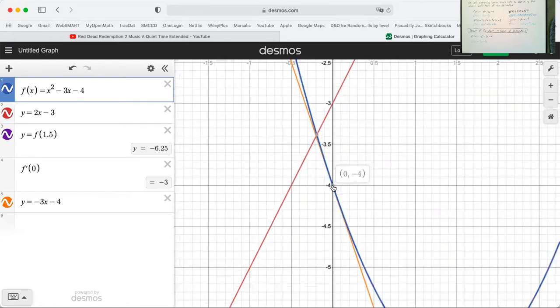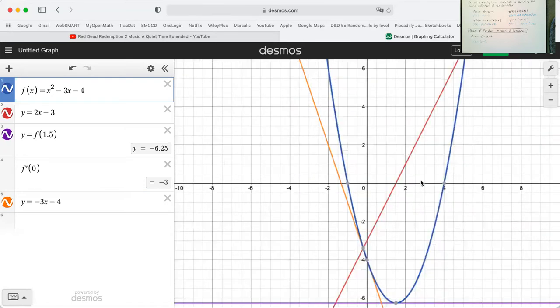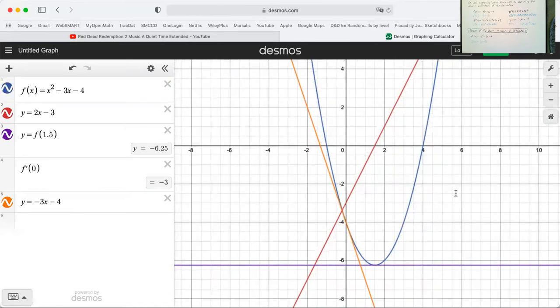If we zoom in, we can see that the orange line gets really close to the blue parabola. They touch at 0, negative 4, and then the orange line continues doing its orange line thing. So the value of the derivative tells us the slope of the line tangent to the original function.